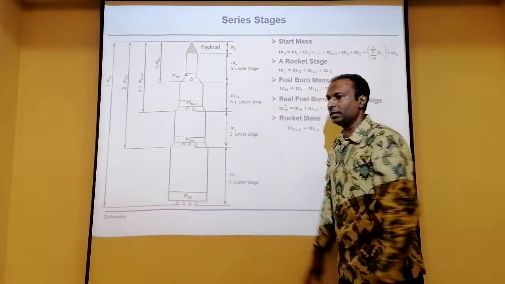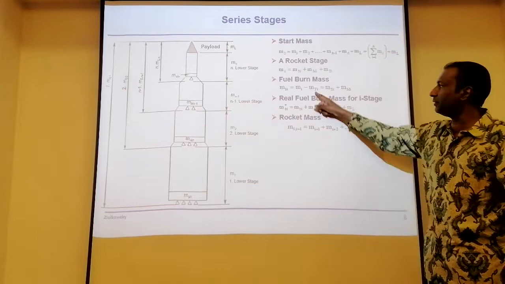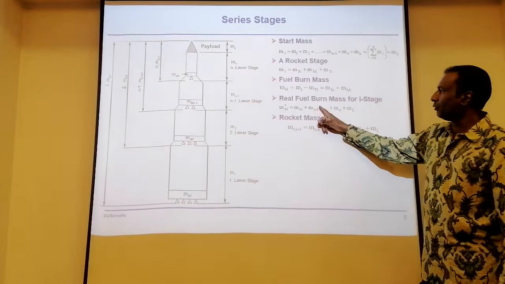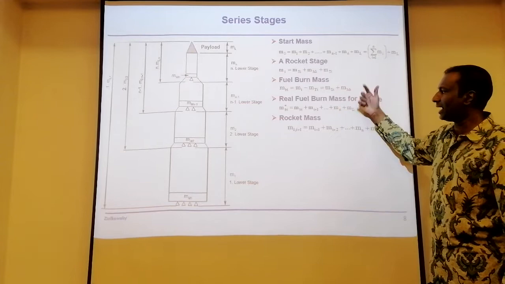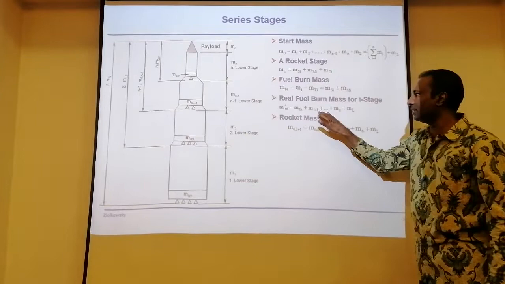What is the fuel burn? Well, the rocket stage itself minus the fuel. What will be the real fuel burn mass at stage i? That means the fuel burn at stage i is basically MB, whatever is left here, plus everything above. That would be the actual real fuel burn mass for stage i.